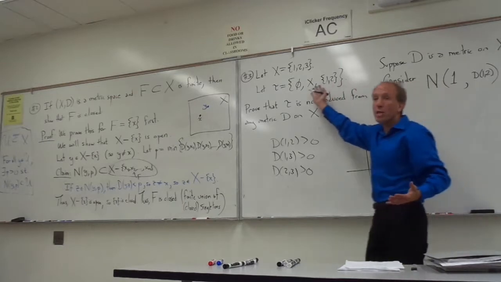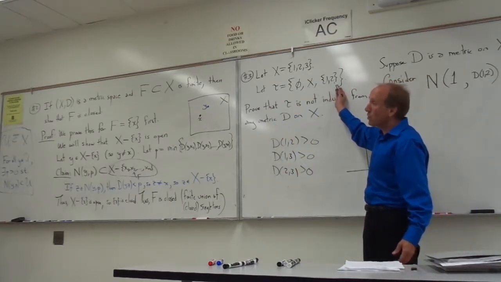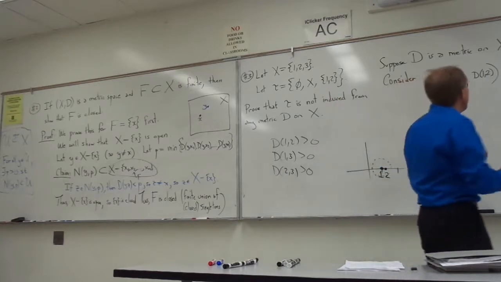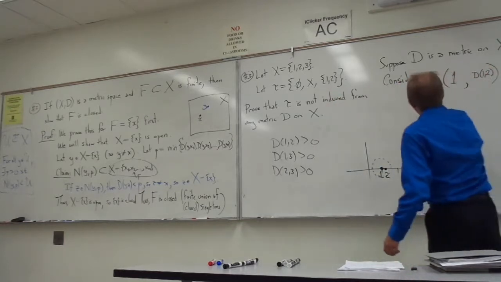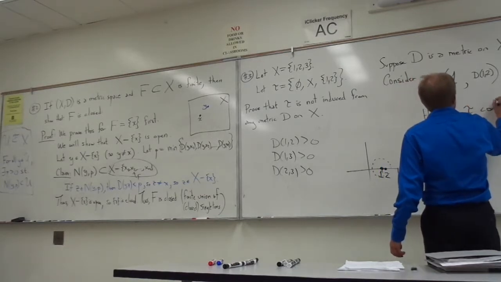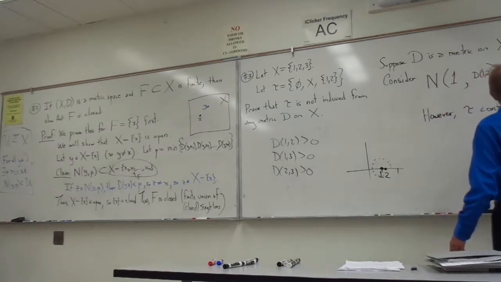But our topology has no such set. Any set that has 1 in it also has 2 in it, right? Okay, so, however, tau contains no such set.